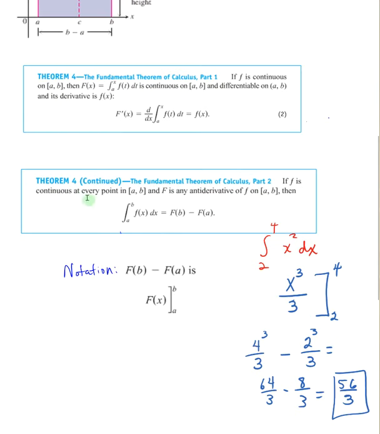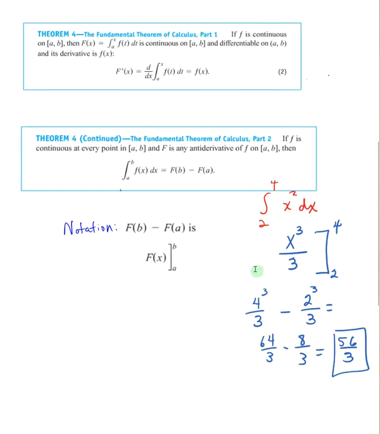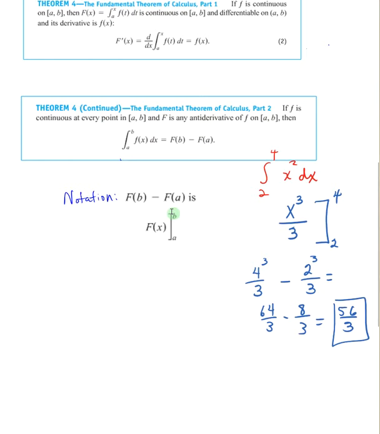If f is continuous at every point in a to b, and F is any antiderivative of little f on a to b, then when you evaluate it, which we did in the last section, from a to b of f of x dx is F of b minus F of a, where you plug those in. So this is what this looks like when you do the F of b minus F of a. Remember, we had that line that we drew, the brace, and we plug it in.